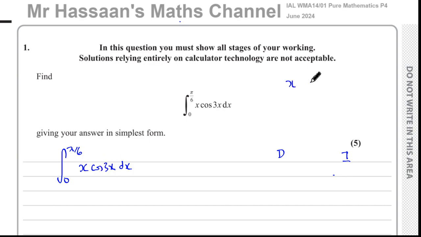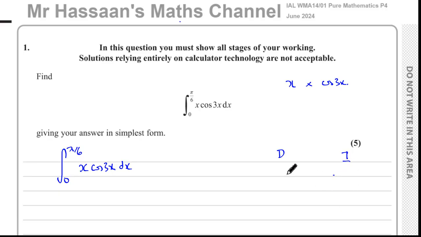So you have x multiplied by cosine of 3x. Now, we want to choose one of those two to go under the D column. The D column means that's what you're going to be differentiating. And the I column means that's the thing you have to be integrating.